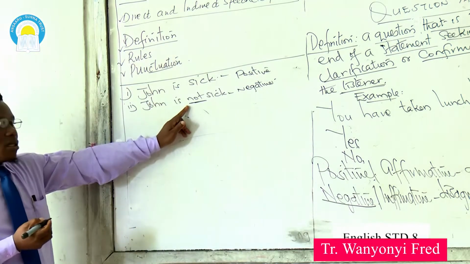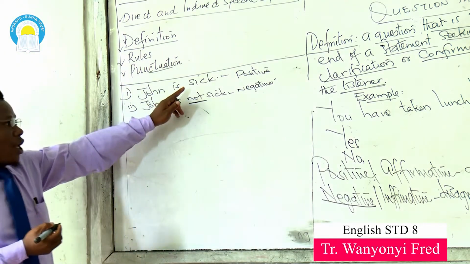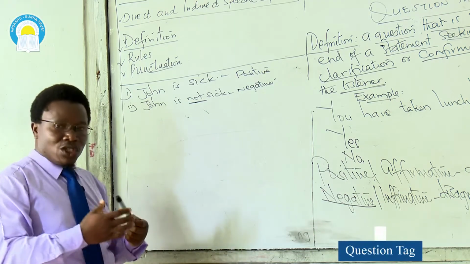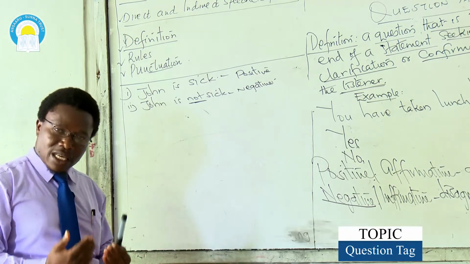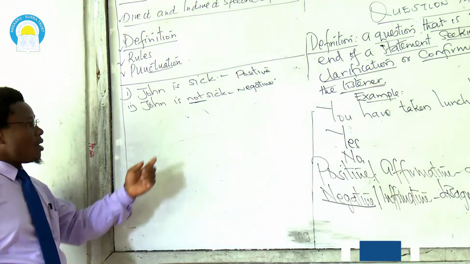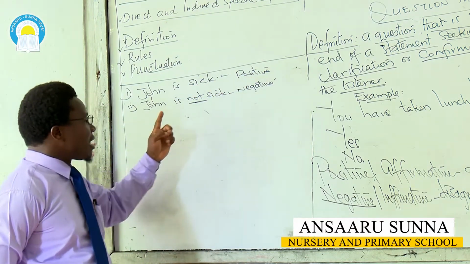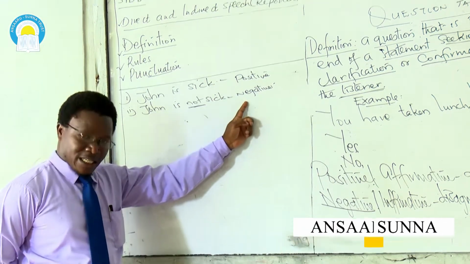So this one is disagreeing, but this one is more or less an agreement. You are in agreement, John, whom you are talking about, is sick. Therefore, the first sentence is positive, but the second sentence is negative.